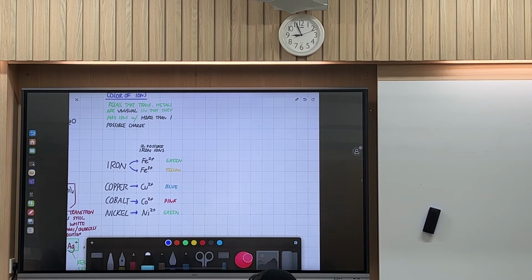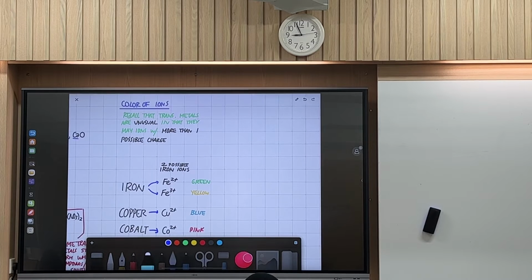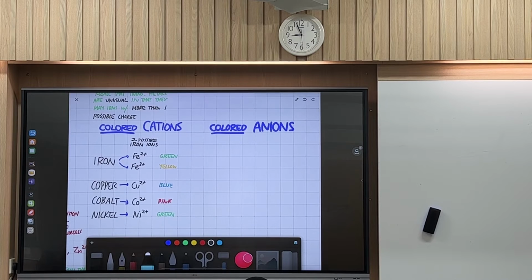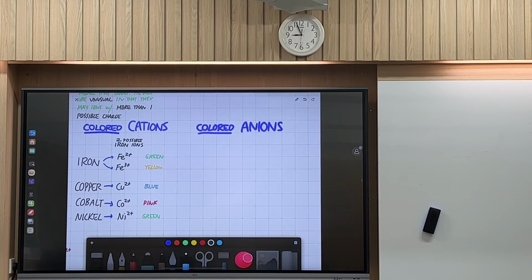So just when you think that we have only colored cations, we have colored anions on the right. Okay, so here put down a bunch of colored anions. So this includes MnO4 minus, which is purple. Okay, so this is purple.